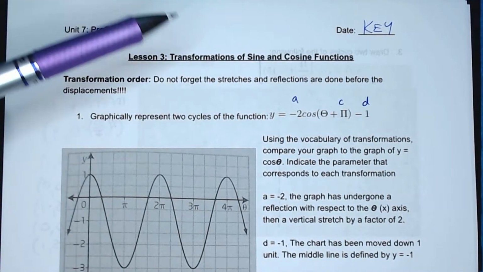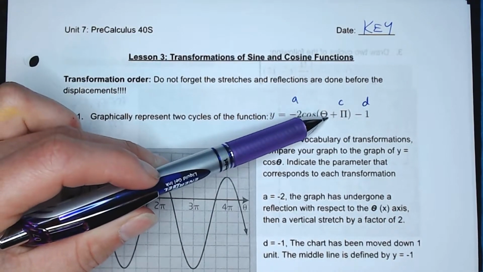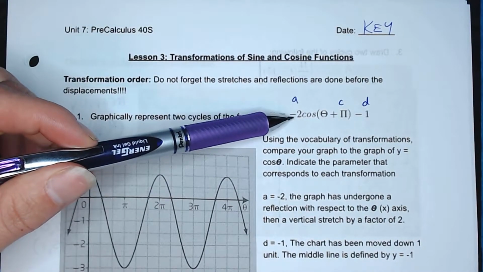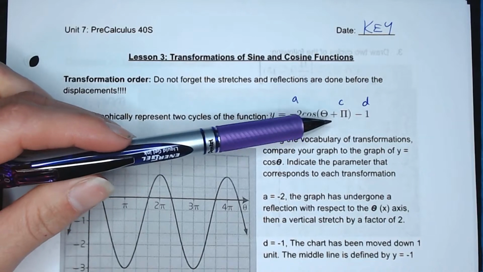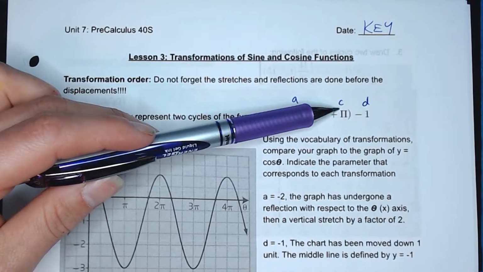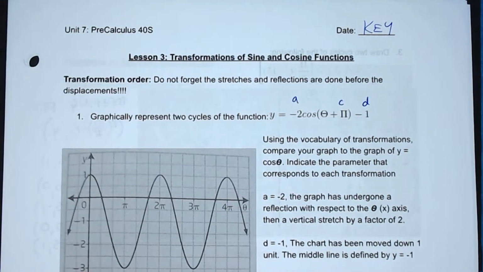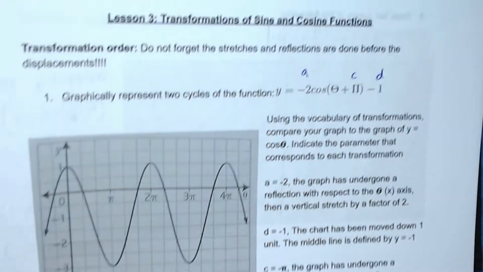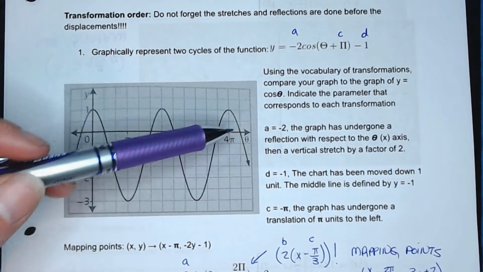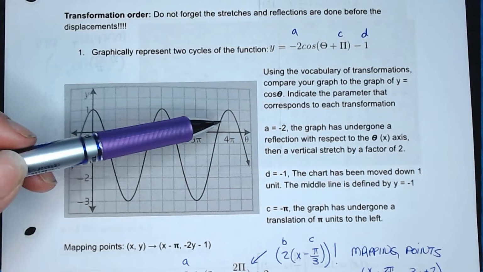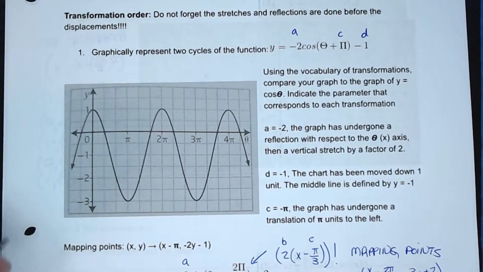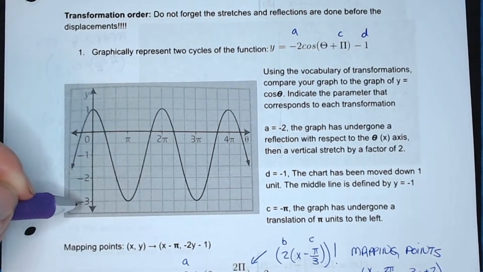So the first example here, we have y equals negative 2 cos(theta + pi) minus 1. So we have a vertical stretch of negative 2, a horizontal shift of pi, and a vertical shift of minus 1. You can see there's an explanation on the right for each of the transformations this graph has gone through. It's undergone a reflection over the x-axis, or the theta axis in this circumstance, and then a vertical stretch by a factor of 2. So it's flipped and then stretched vertically by a factor of 2.